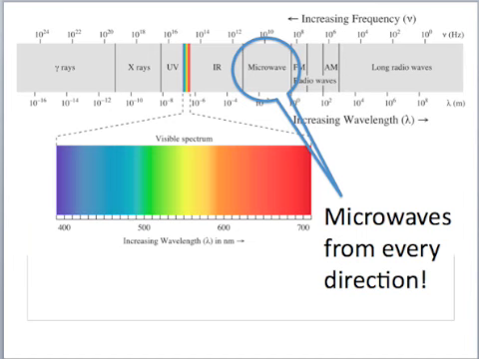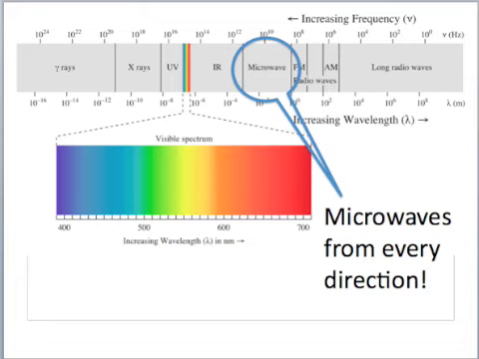The next clue that we have is that there are microwaves that come from every direction in space. This microwave radiation was discovered in 1964 by radio astronomers Arno Penzias and Robert Wilson. They found that this background radiation was in the microwave band of the electromagnetic spectrum and was found everywhere they looked in the night sky.